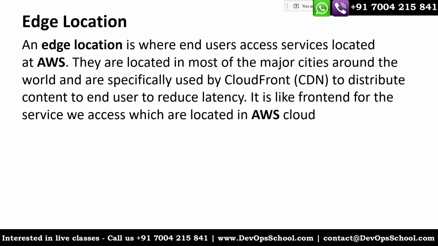It is like a front end for the services we access, which are located in the AWS cloud. I'll put it in a simple way. Let's say there is one server in the USA. Now you want to access this server through the regular network. That means it will travel from the India ISP to different ISPs, and this will keep routing till you reach the location. That's one way, and probably it will take 10 milliseconds for that.